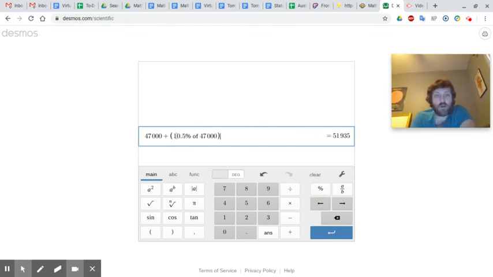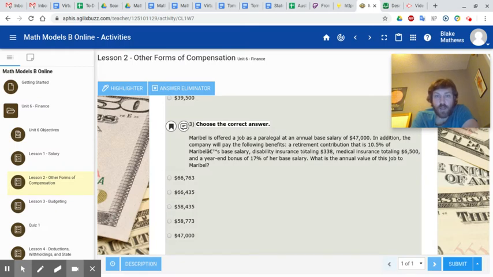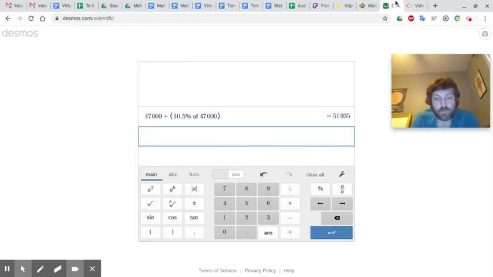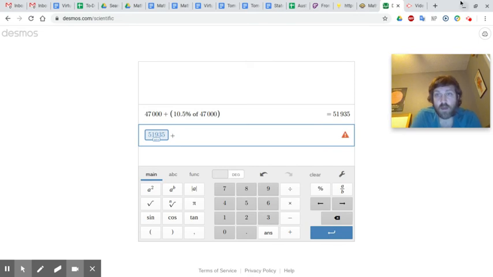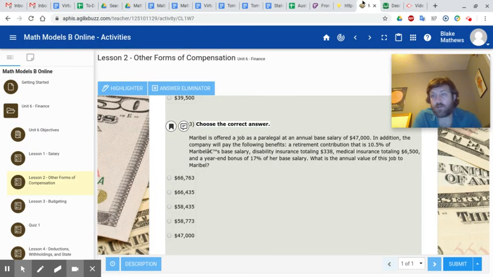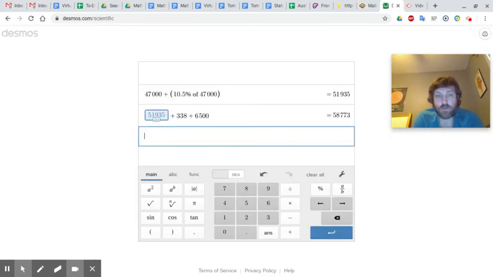So notice how it automatically does it. It's really nice that Desmos does this for you. 10.5% of 47,000. You just use the percent button right there. So with that contribution, we're up to 51,000. Keep going. They're going to pay disability insurance, $338, and medical insurance, $6,500. So let's add both of those numbers. Answer plus 338 plus 6,500 for the medical. We're just adding everything. And a year-end bonus of 17% of her base salary. Let's go ahead and enter that.